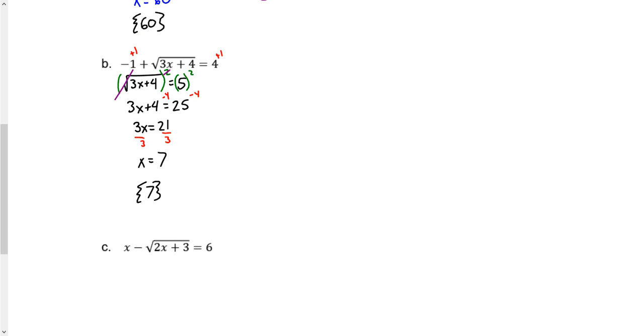If we go ahead and check, negative 1 plus the square root of 3 times 7 plus 4, does that equal 4? 3 times 7 is 21, add 4 is 25. So negative 1 plus the square root of 25. Yep. There we go. It does equal 4.